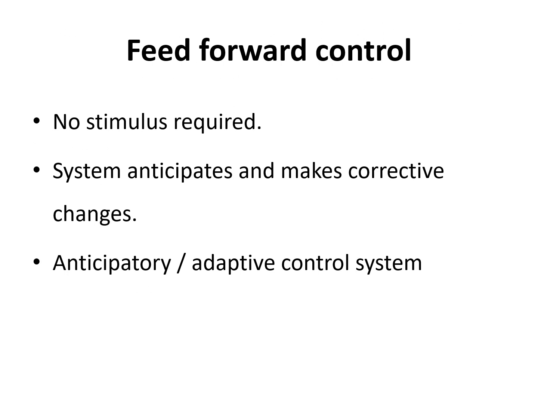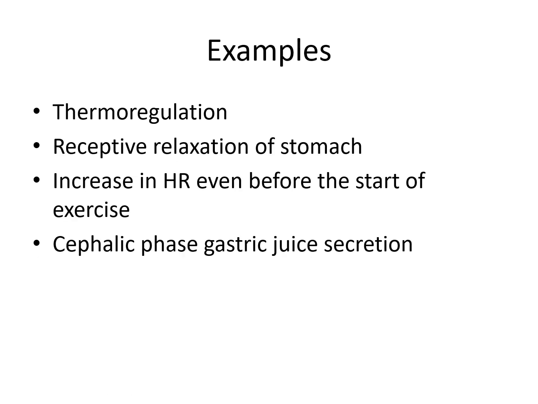So, the anticipatory adaptive control system. It does not require stimulus. It anticipates and makes corrective changes. It is also called the anticipatory or adaptive control system. So here we have some of the examples.